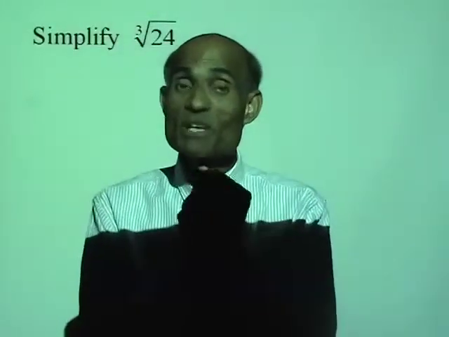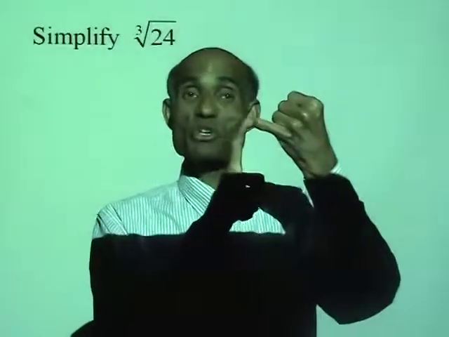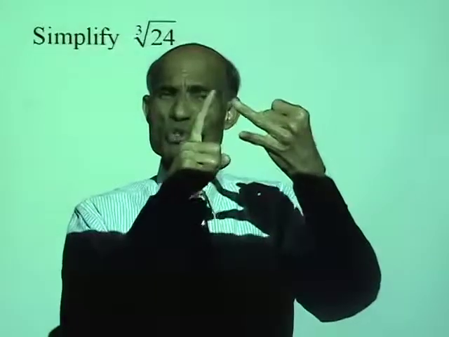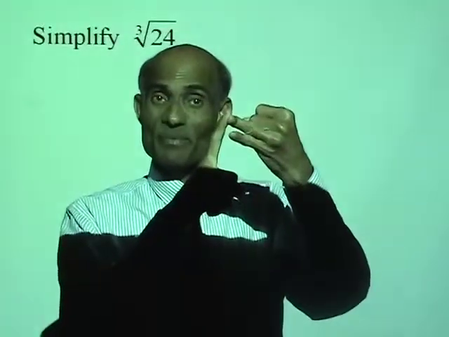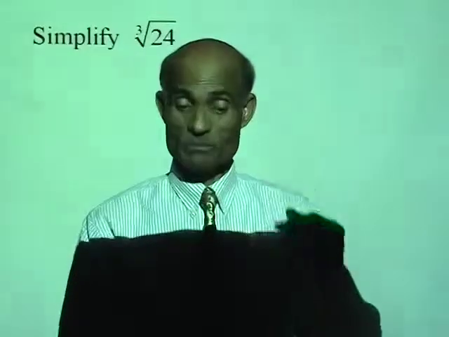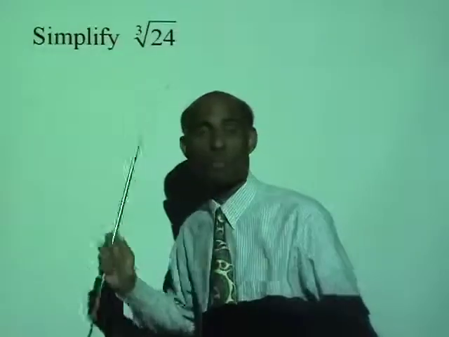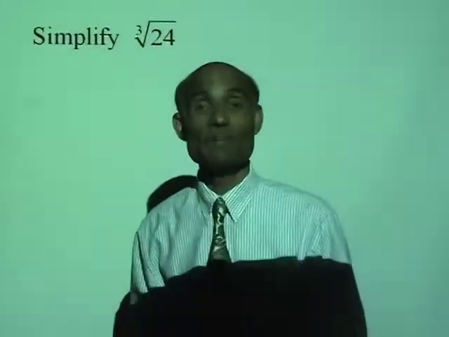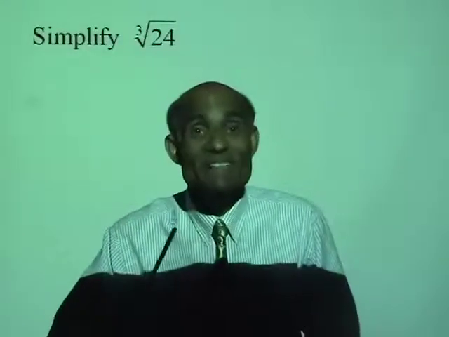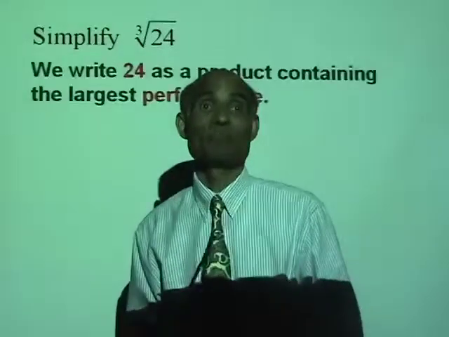Well, you must be familiar with your perfect cubes. 8 is a perfect cube. The next perfect cube is 27. The next perfect cube is 64. You see? Now, is there a perfect cube in number 24? Yes. 24 is 8 times 3. So, there is a perfect cube in there.